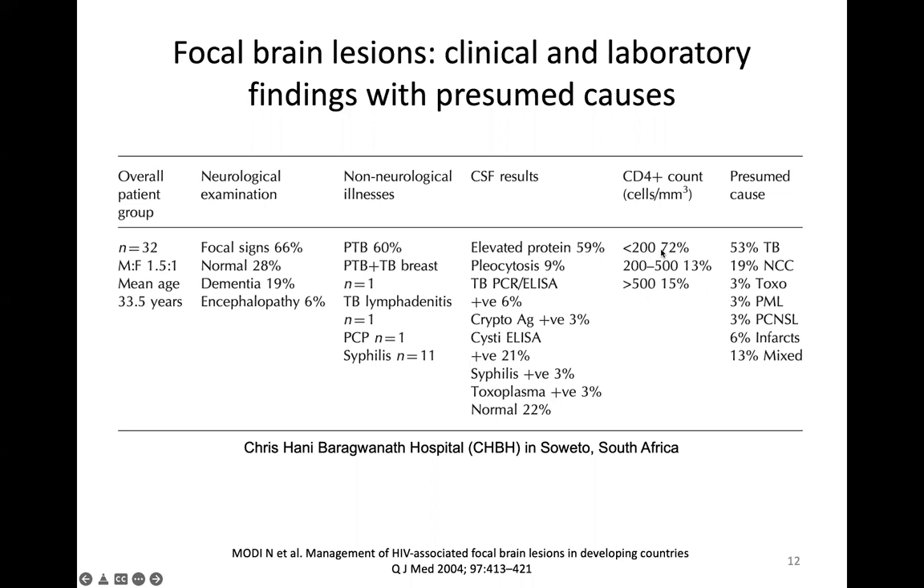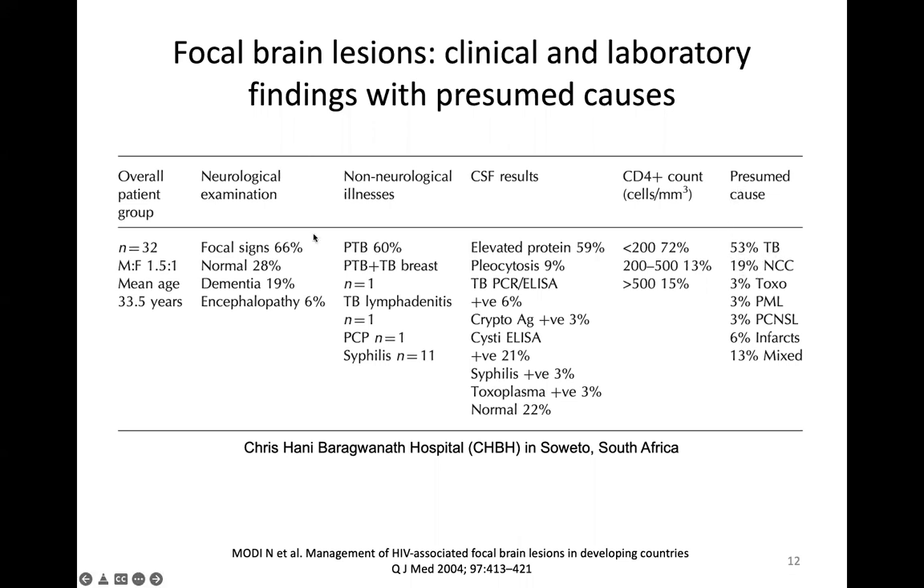Right there, the majority had very low CD4 counts, and you can see they presumed. That's why I'm asking, what is your clinical suspicion? It's very important because your clinical suspicion determines the investigations. It also determines the empiric treatments that you are going to give.